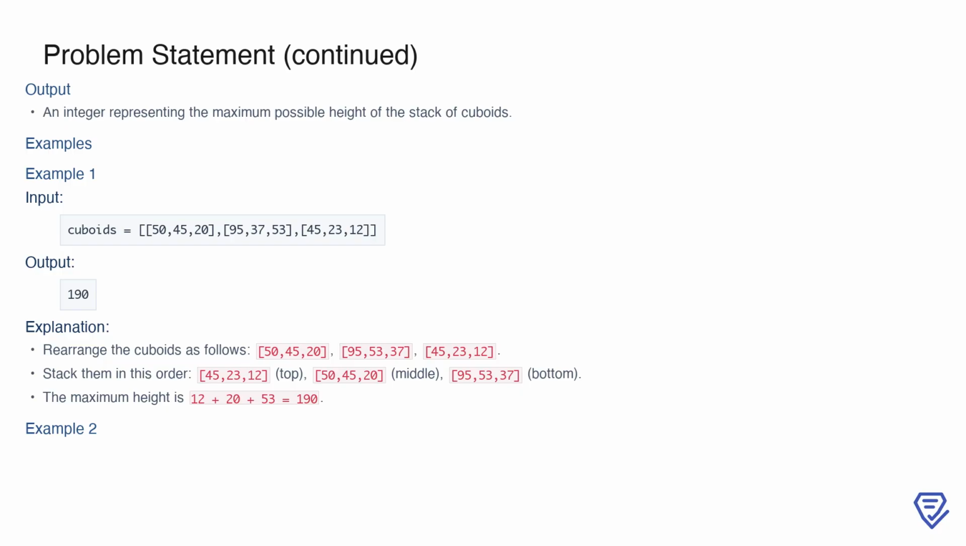This stacking is valid because each lower cuboid has dimensions that are greater than or equal to the dimensions of the cuboid above it. The total height of this stack is 12 plus 20 plus 53, which equals 190. Therefore, the output for this example is 190.